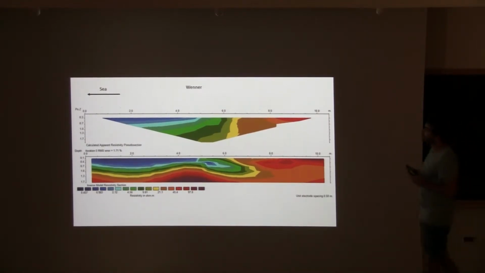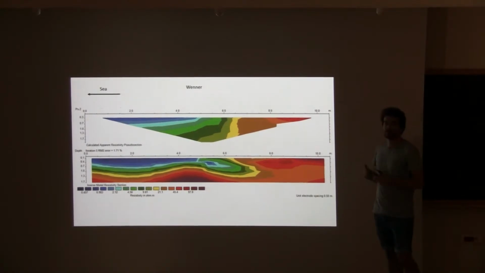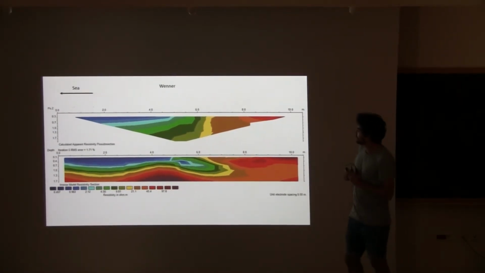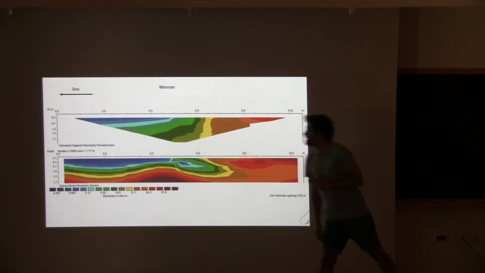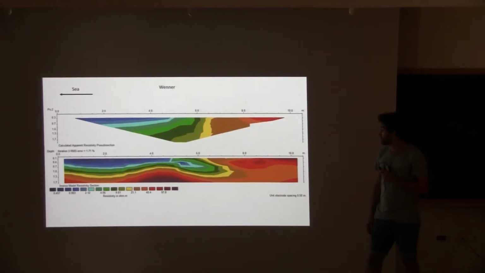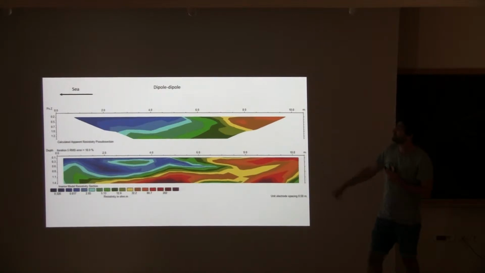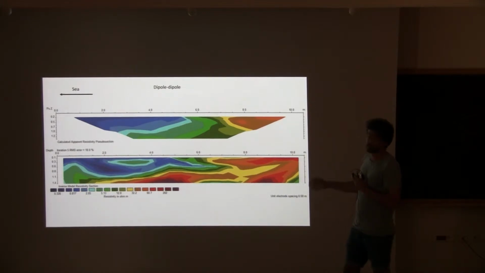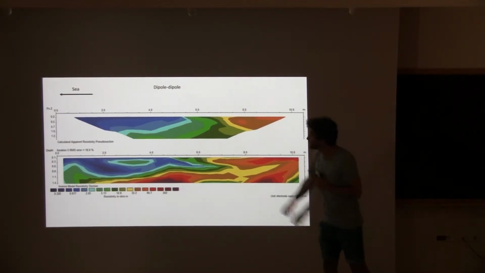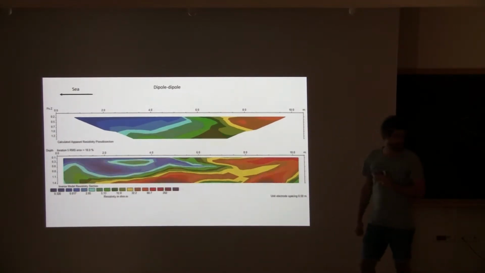So let's have a look now at the results. This one is with the Wenner method. What we can see in this result is mainly that there is lower resistivity towards the sea. That is something we expected, because there is salt water next to the sea, so there is lower resistivity. And that's the result with the dipole-dipole method. It's a bit different, but the main features are the same: lower resistivity towards the sea.